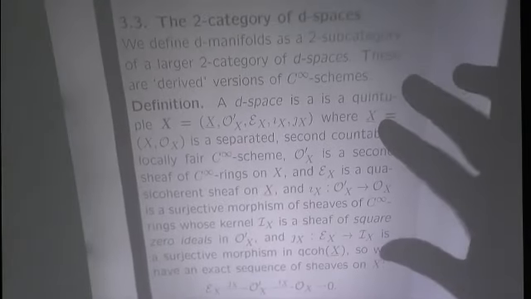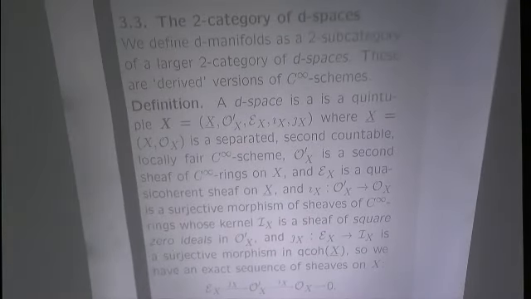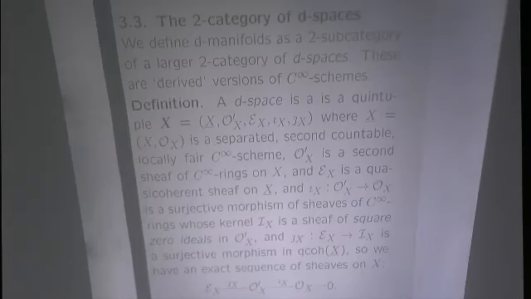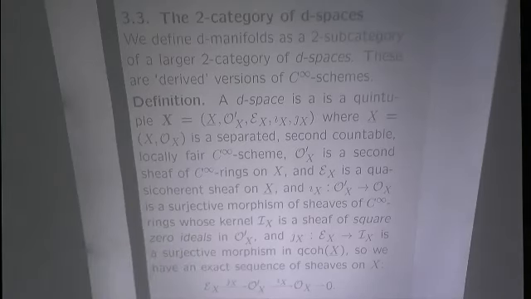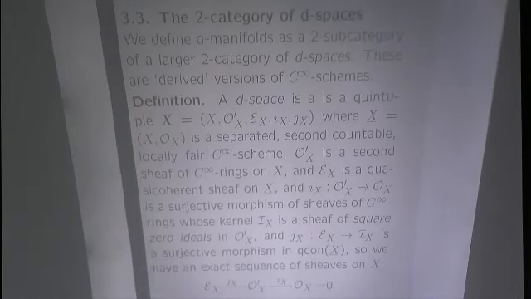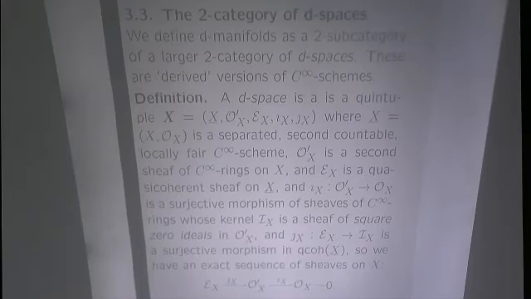Okay, so now, knowing what C-infinity schemes are, let me tell you how to build a D-space. I'm going to define D-manifolds as a 2-subcategory of a larger 2-category of D-spaces. So my D-spaces are just derived versions of C-infinity schemes. C-infinity schemes are things which have got cotangent sheaves, whereas D-spaces are things which have got cotangent sheaves and obstruction sheaves, essentially. They're a kind of 2-category version.